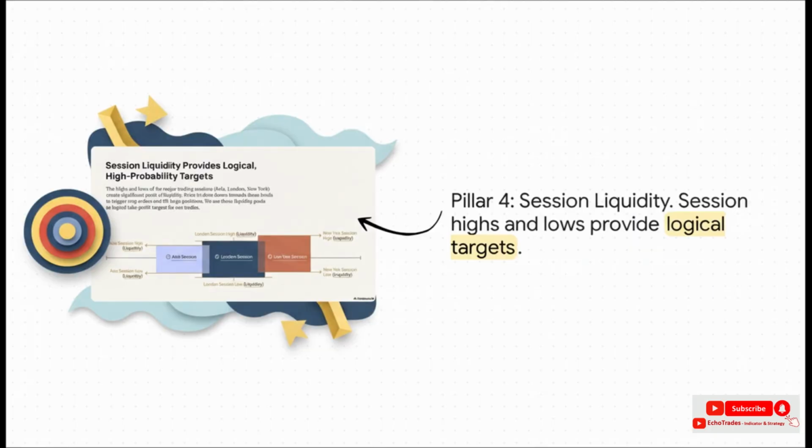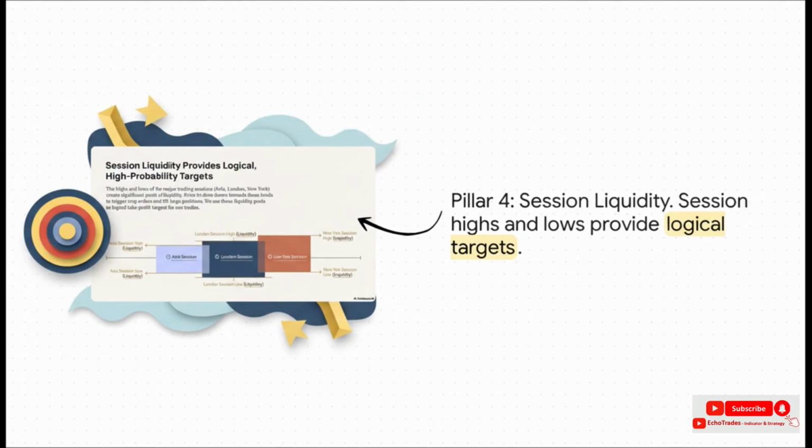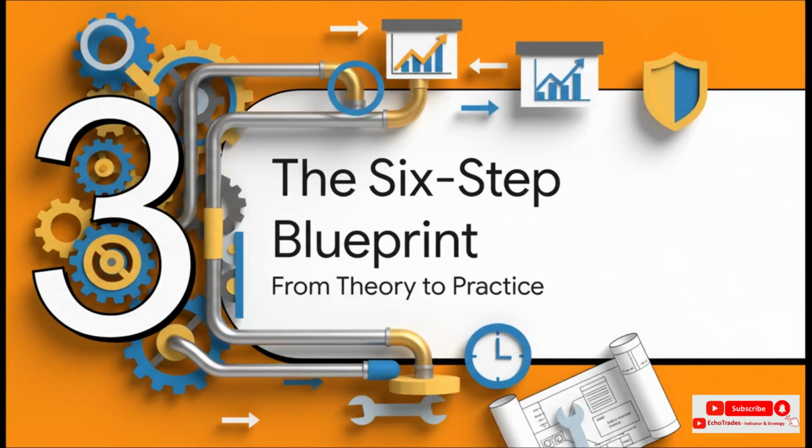And finally, our 4th pillar. Where are we aiming to take profit? This is where session liquidity is king. The highs and lows of the big trading sessions, Asia, London, New York, are just packed with orders. They're literally giant pools of money, and price is drawn to them like a magnet. That makes them the most logical, high-probability targets for our trades. Simple as that.